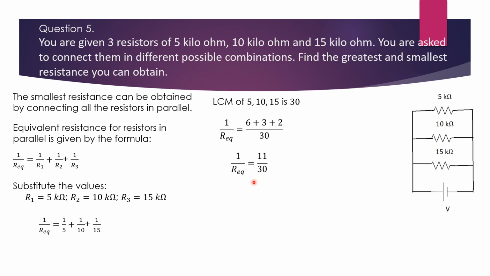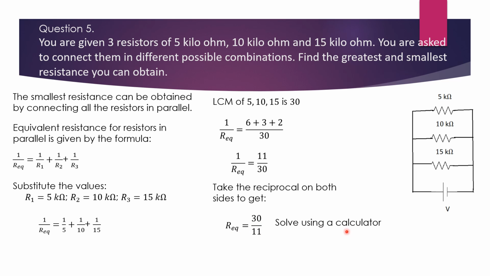Now, in order to find R equivalent, take the reciprocal on both sides to get R equivalent is equal to 30 over 11. Now solve using a calculator, you get R equivalent is equal to 2.73 kilo ohms.